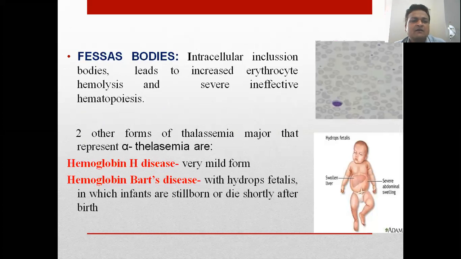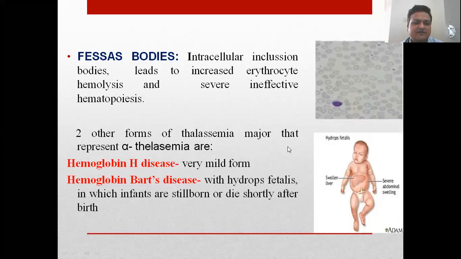See here, देखो, intracellular inclusion bodies lead to increased erythrocyte hemolysis and severe ineffective hematopoiesis. यहाँ पे क्या होगा, अगर बढ़ेगा तो मैंने जैसे बोला वहाँ बढ़ेगा तो increased erythrocyte hemolysis and severe ineffective hematopoiesis. Ineffective hematopoiesis जो होता है, increase हो जाता है.